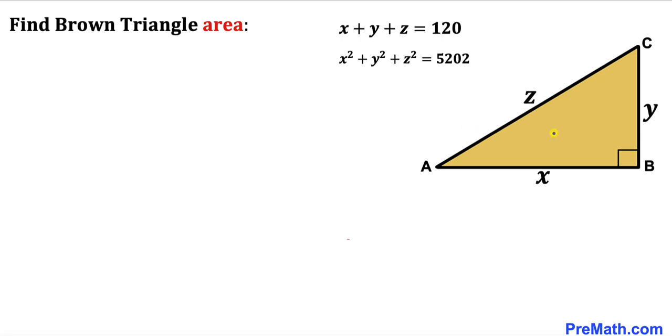Welcome to Pre-Math. In this video, we have this right triangle ABC, as you can see in this diagram, such that side AB is represented by X, side BC is represented by Y, and finally the hypotenuse AC is represented by Z. Moreover, X plus Y plus Z equals 120, and X square plus Y square plus Z square equals 5202. Now our task is to calculate the area of this triangle ABC.